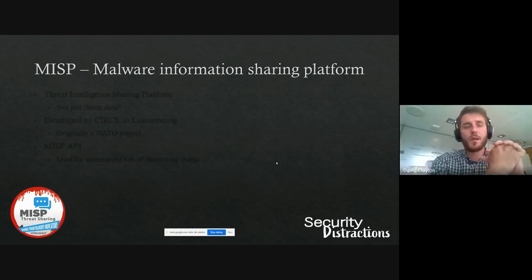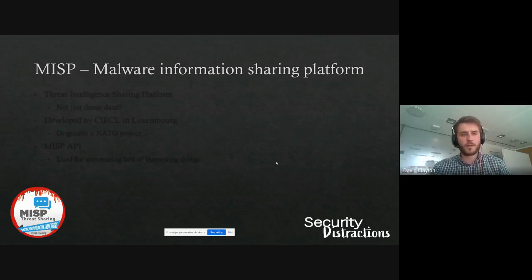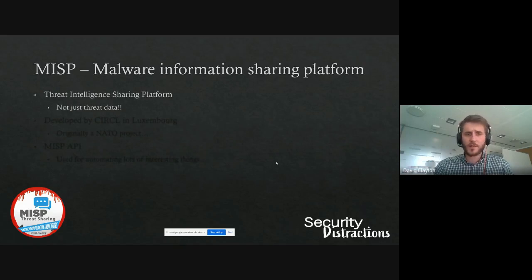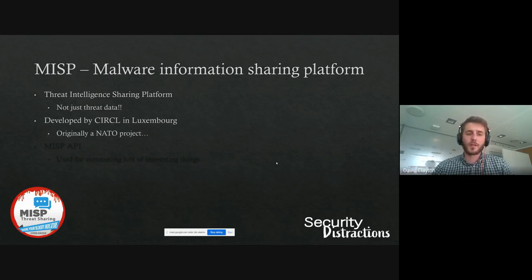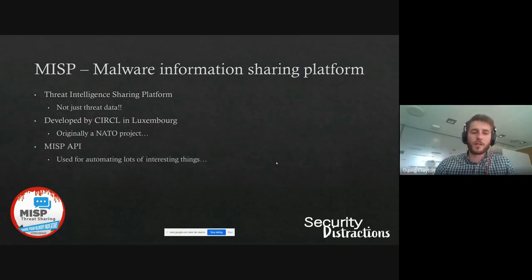There is a lot of people using it around the finance industry, at least. And so some people should hopefully know about it. If not, this is a quick, not deep dive at all, but a quick mention about it. MISP stands for Malware Information Sharing Platform. It's a threat intelligence sharing platform. It's not just for threat data. In this scenario, we're using it just to do threat data, just to show it, but it's used for a lot more than that. It's developed by Circle down in Luxembourg. There's some really, really cool guys down there. It was originally a NATO project. And they have a really great API that you can use for automating loads of some really cool stuff.